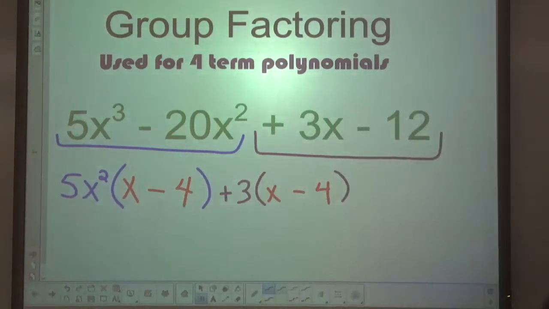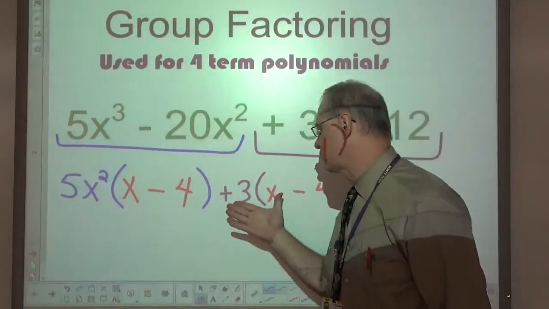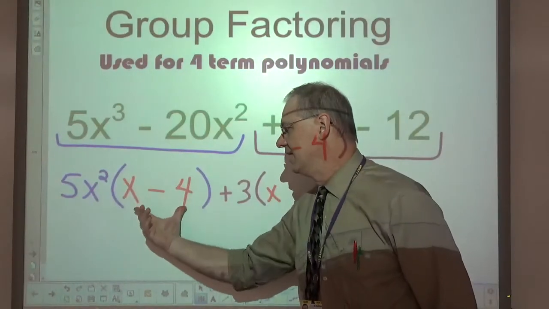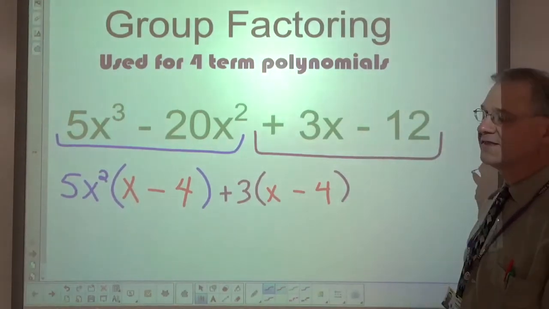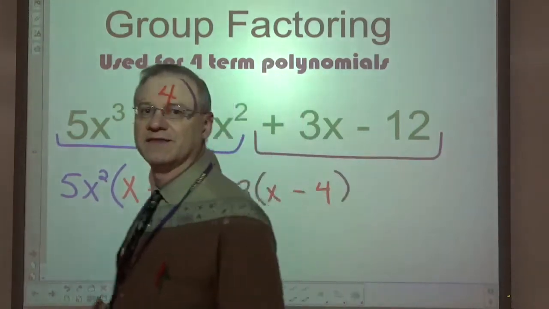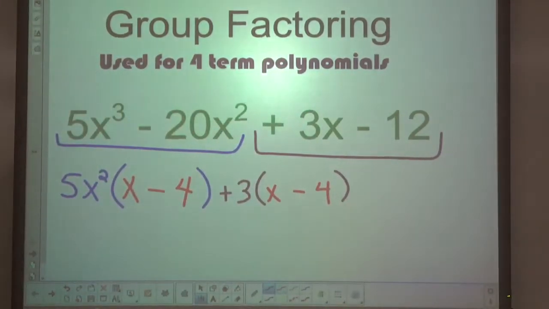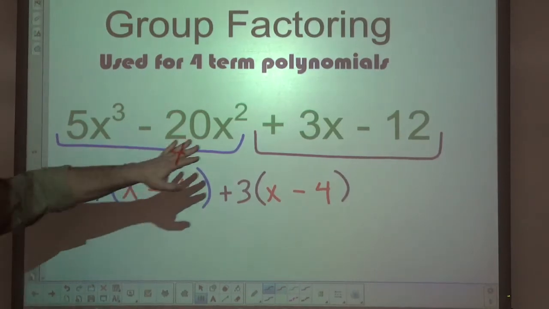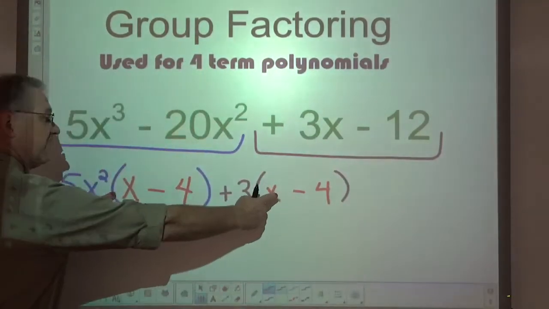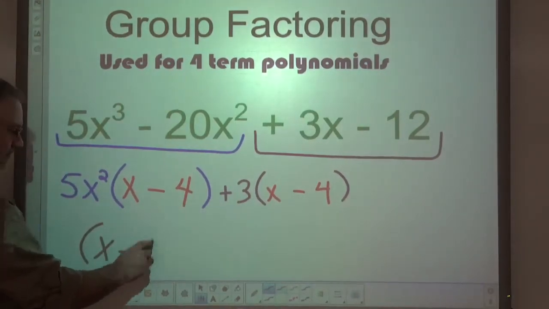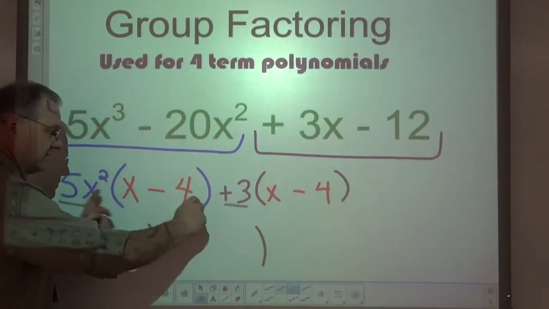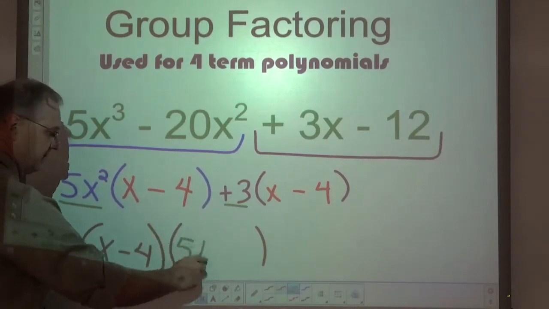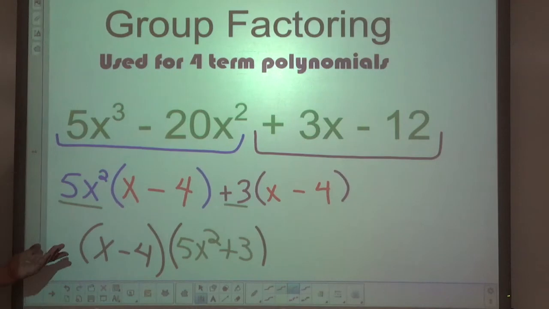When I divide negative 12 by 3, I get negative 4. Now, this is the part that some students have difficulty with. What is multiplied in each of these expressions is a term and a parenthesis with x minus 4 in it. The parentheses are identical. And because the parentheses are identical, that says I need to factor out the parenthesis. Like we factored a 3 out of both of these, we're going to factor the parenthesis out of both of these. What that leaves me with in the other parenthesis are these two pieces. Theirs go in this parenthesis. And that's how you group factor.